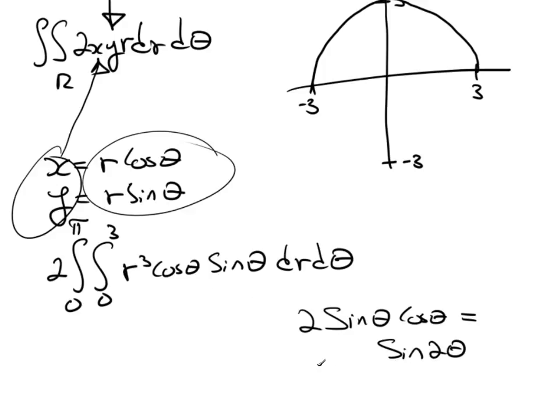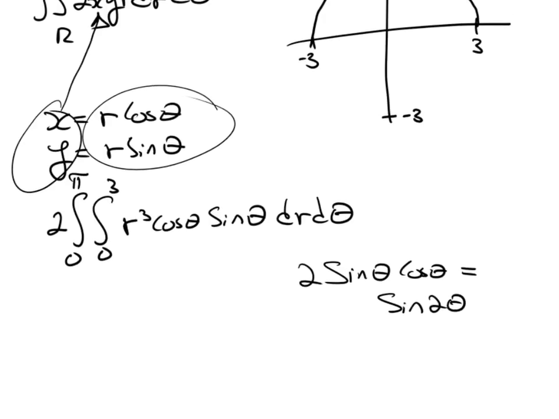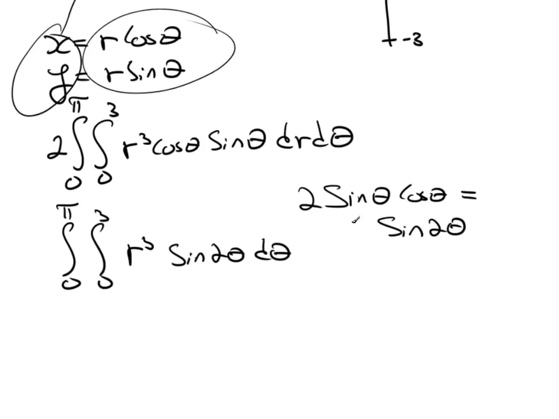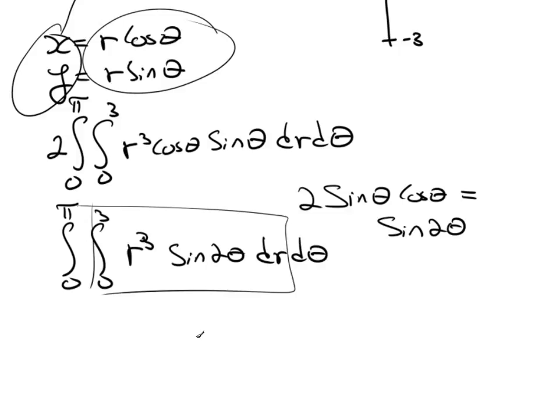Now, actually, let me make this a little bit easier to integrate. So I think I'm going to do that right now. I'm just going to rewrite this. See, 0 to pi, 0 to 3. I'm going to have r cubed times sine of 2 theta. I'm sorry, I keep skipping my dr. So dr d theta. Now I'm going to go ahead and do this integral with respect to r first.